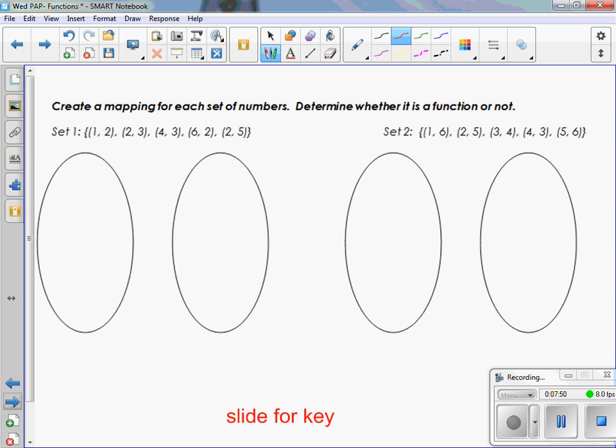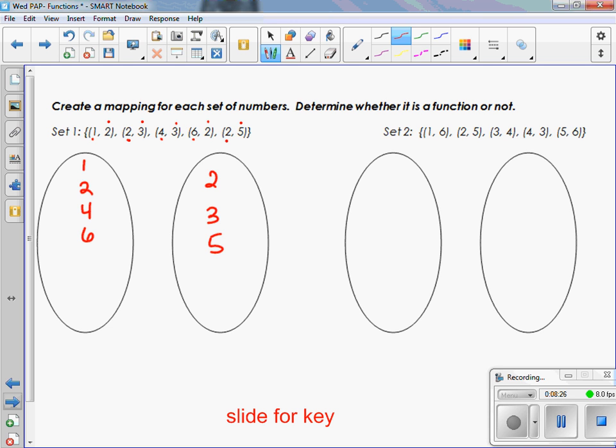All right, so here's our set. We've got 1, 2, 2, 3, 4, 3, 6, 2, 2, 5. So I'm going to look at my domain first. My domain is all my x values. That's my input. And I'm going to write them down. And notice I have 2 2s. I am not going to repeat. It only happens once. So now my y's, I've got 2, 3, not repeating, 5. So I've got 2, 3, and 5. So we're only looking at the unique values.